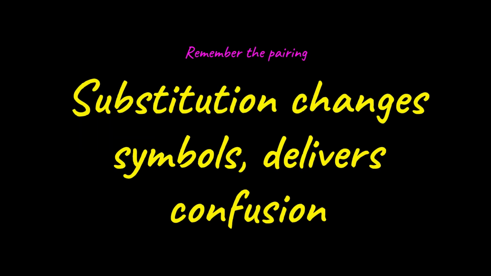Substitution changes what symbols are, not where they sit, and its job is to hide the connection between key and ciphertext. Together with transposition, it forms half the foundation of every modern cipher.